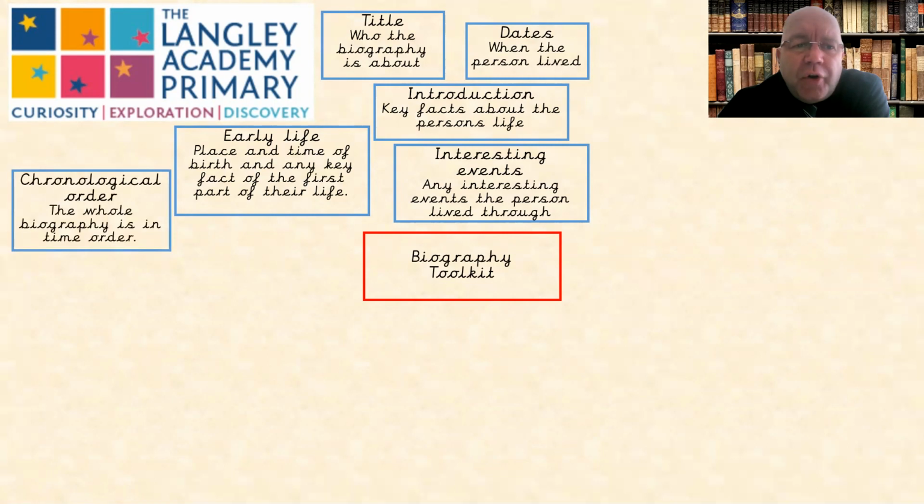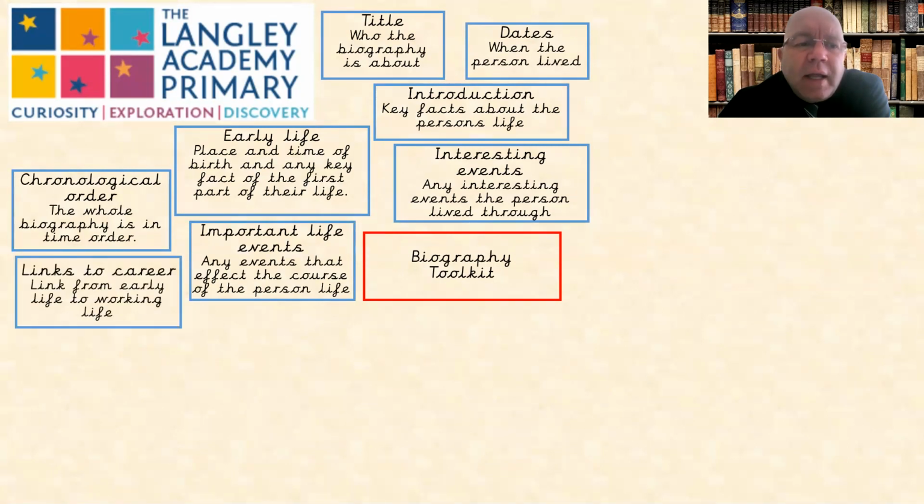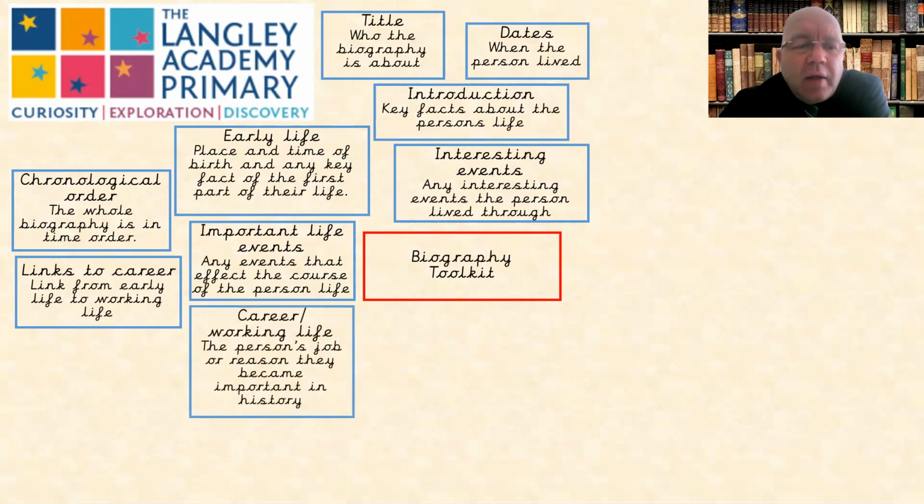Maintaining that chronological order, working through in the order it happened. Important life events. So these are things maybe at the end of their education, what steered the direction their life took. Linking to careers. So what was it that steered them towards a particular job or type of a way of earning money? Then the career itself.